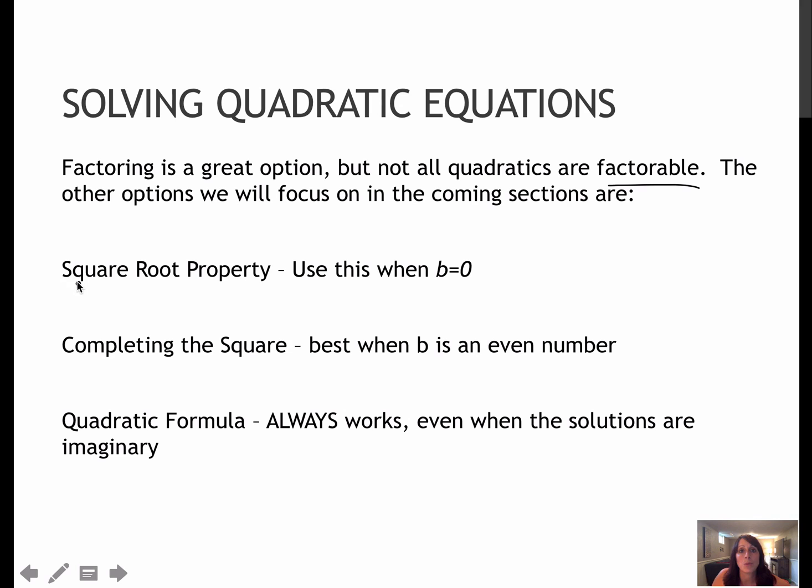The square root property, which you'll learn next, we use only when b is 0, meaning it's going to look something like this, which we just did a question like this by factoring. This would be solving this using square root property, which is coming up. Completing the square is best when b is an even number, so when that middle value is even. Otherwise you deal with a lot of fractions, which are not fun. The quadratic formula is awesome because it always, always, always works. And once you learn it, it'll just get stuck in your brain and you can just use it all of the time. It's especially helpful because it works even when the solutions are imaginary, which will obviously happen sometimes.